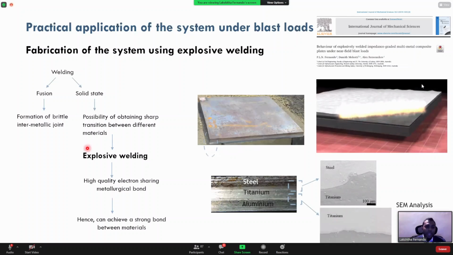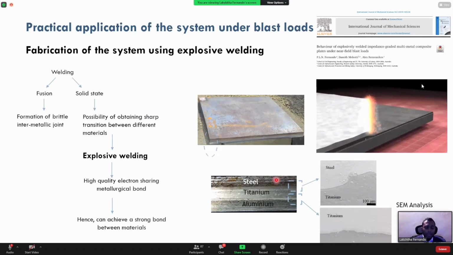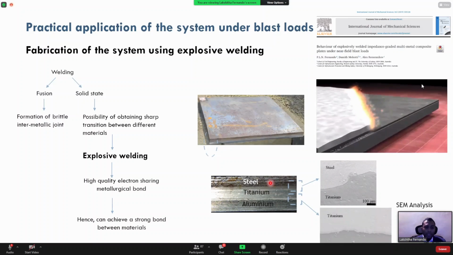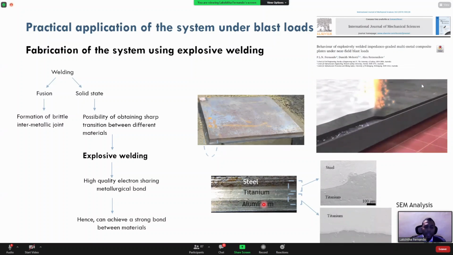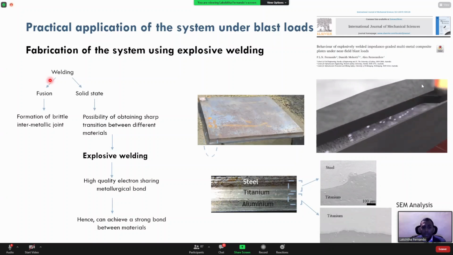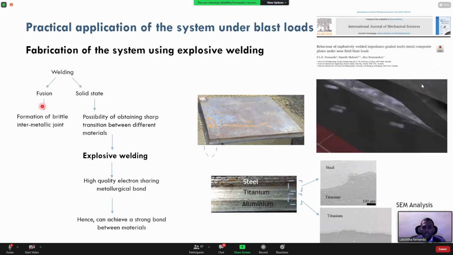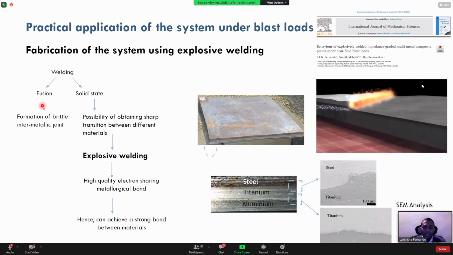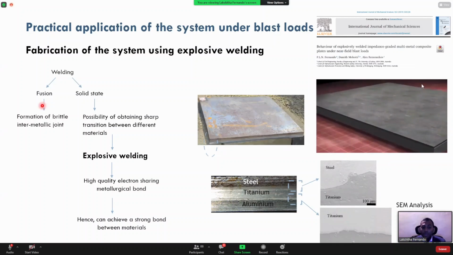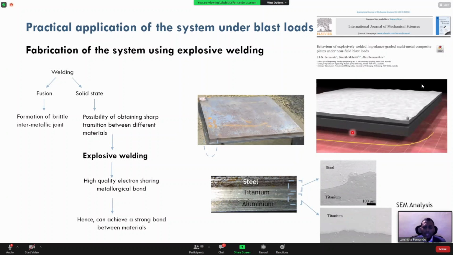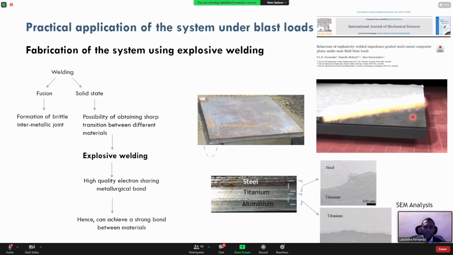So to test this idea, we have to fabricate a multi-metallic system consisting of steel, titanium, and aluminium. So welding is the way that we generally connect materials, but the standard way is fusion welding. That won't do because these are different materials with different mechanical and thermal properties. So welding different materials is not an easy task. So we have to propose this rather innovative method once again called explosive welding.